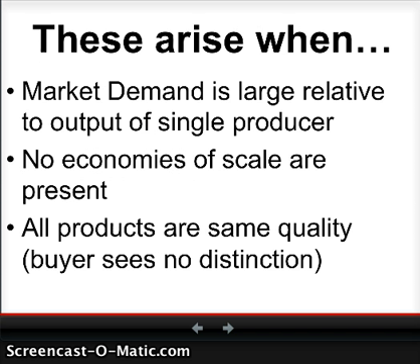These assumptions arise when the market demand is large relative to the output of a single producer. So we need to keep in mind that Bob's little farm down the road is a very, very small percent of the entire market of that particular product. There could be thousands and thousands of corn farmers. Bob's farm is only one very small percent. There are no economies of scale present, and all products are of the same quality. Specifically, the buyers see no distinction between them.